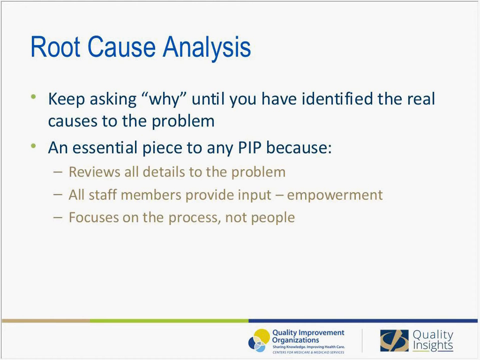Now, typically we stated there are 3 components to most performance improvement projects. Let's go through the first one. It's a root cause analysis. This is where you keep asking why until you have identified the real cause, the bottom line to the problem. This is an essential piece to any performance improvement project because it reviews all the details of the problem. Make sure to get all your staff members involved in this input. It's an empowering technique as well. You're giving voice to folks who may not have had their voice listened to before. And when you do any root cause analysis, make sure you focus on the process, the way that you do business, your policies, your procedures, not people. The real improvement needs to come from your process.